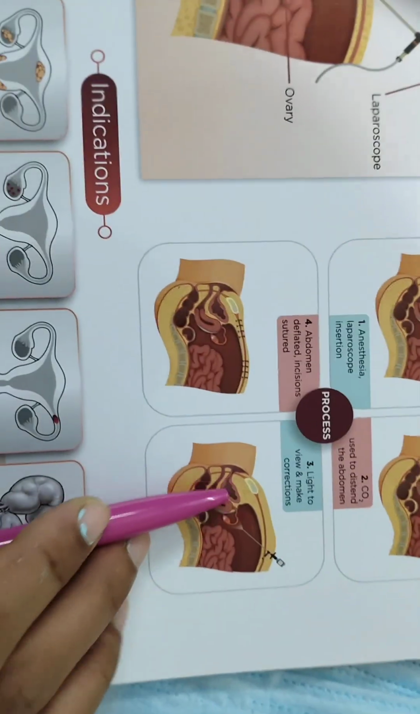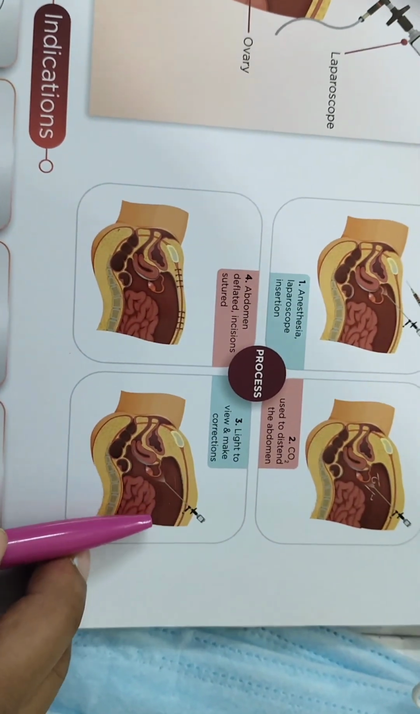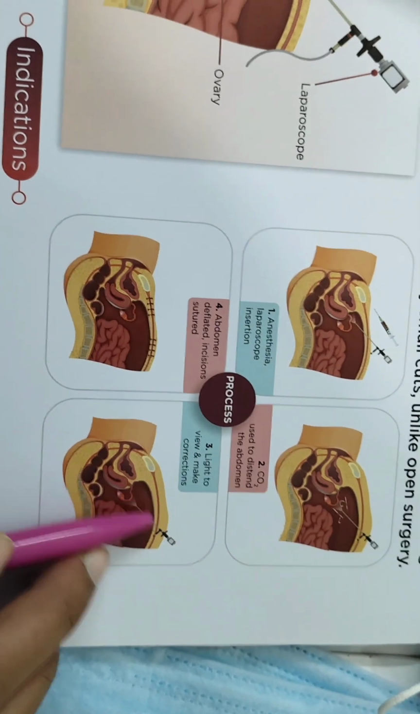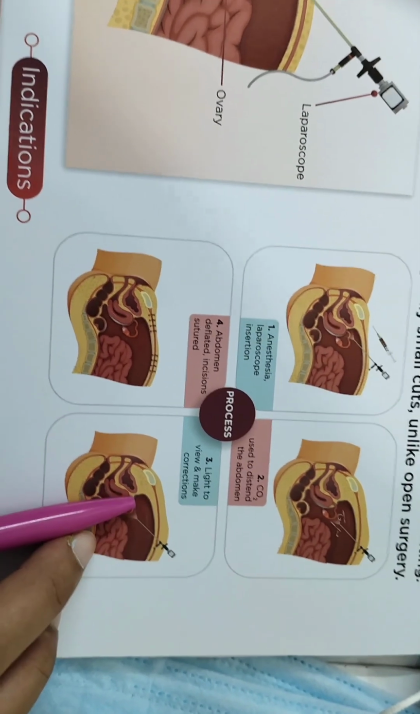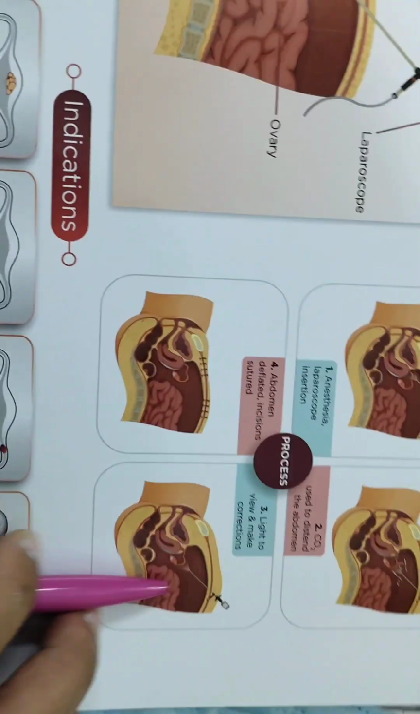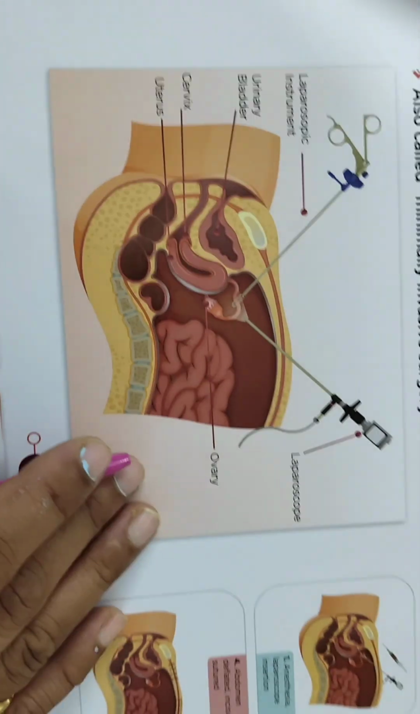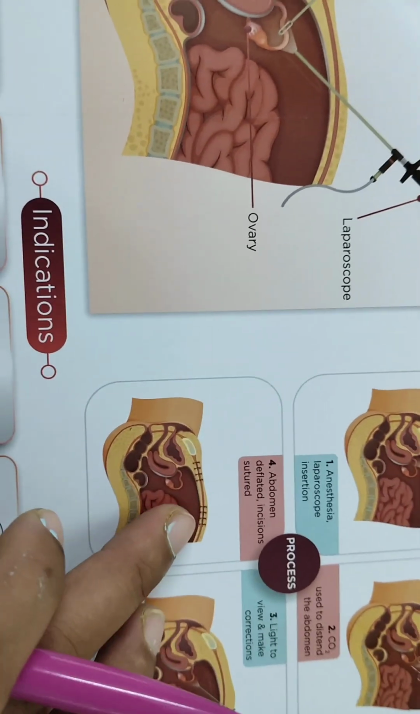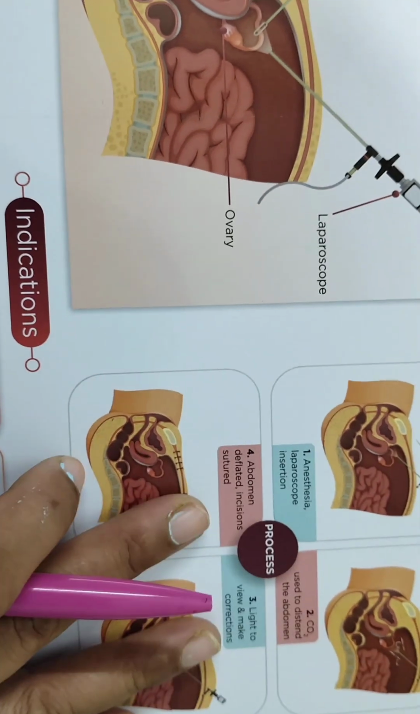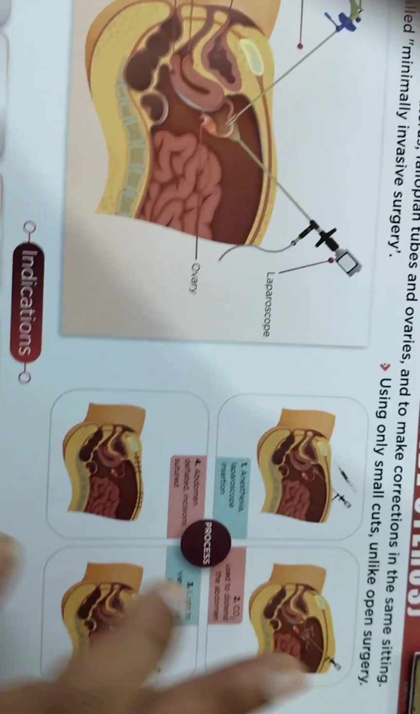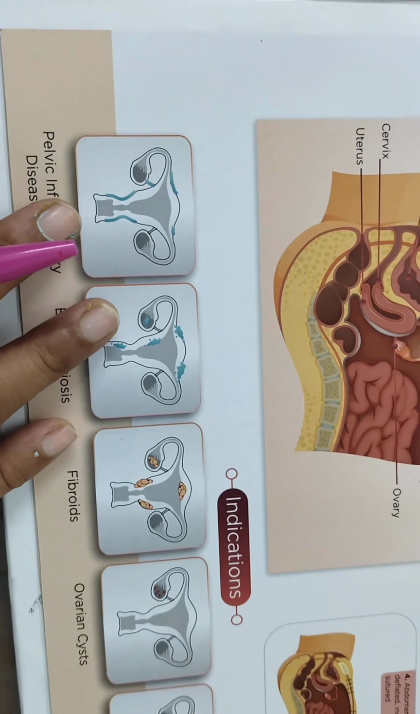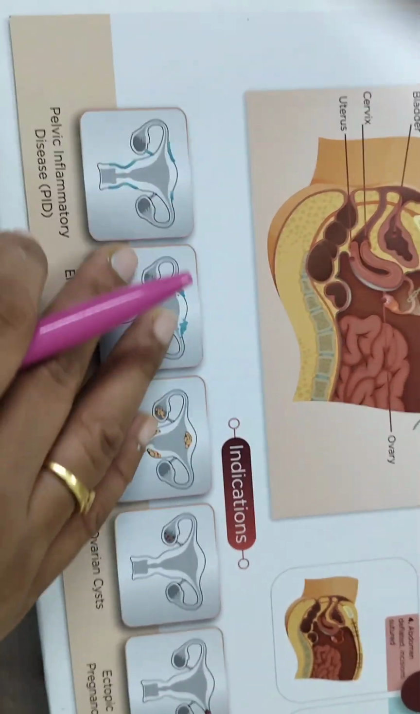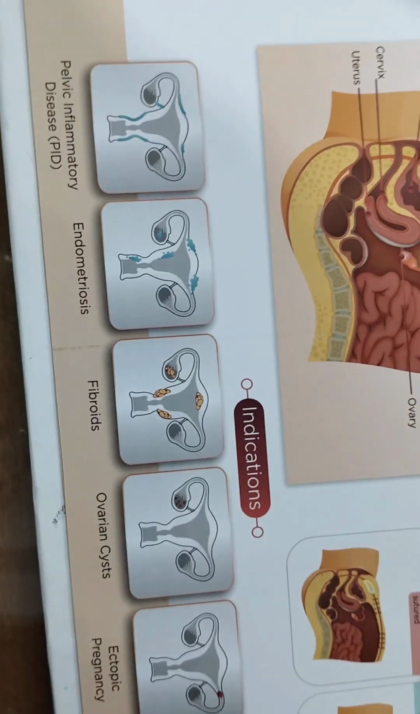Okay, the third process is then we connect the light source and we put other ports which are made by 5 mm under vision. Okay, and whatever the surgery is required, we are operating it, and at the last we are taking out all the instruments, and then we are putting small stitches if required. So this is the process of doing the laparoscopic surgery. Now what are the various indications? Now these images are particularly for the infertility things.